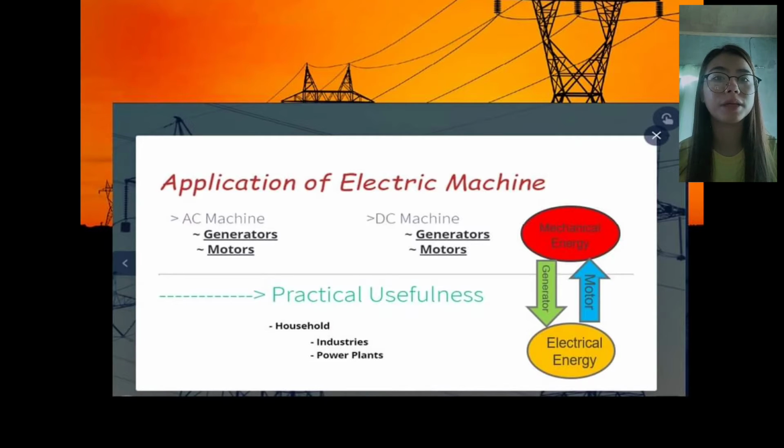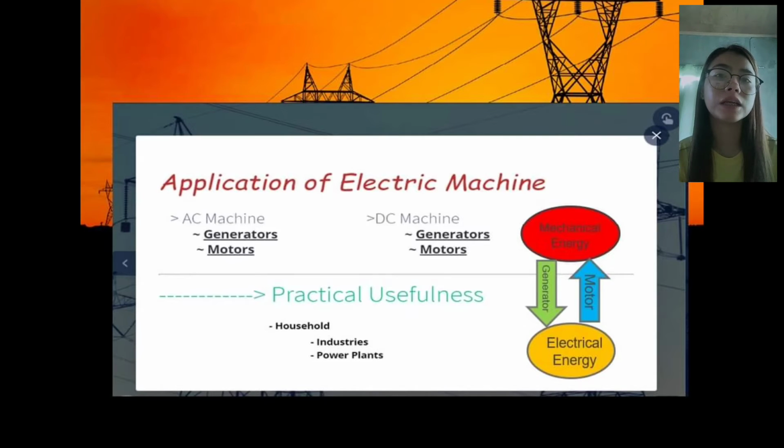Let's proceed to application of electric machines. So first, let's start with AC machines, which consist of AC generators and AC motors, and followed by DC machines, which includes DC generators and DC motors. So what is the difference between the generators and motors? Basically, the generator is a machine that converts mechanical energy to electrical energy.